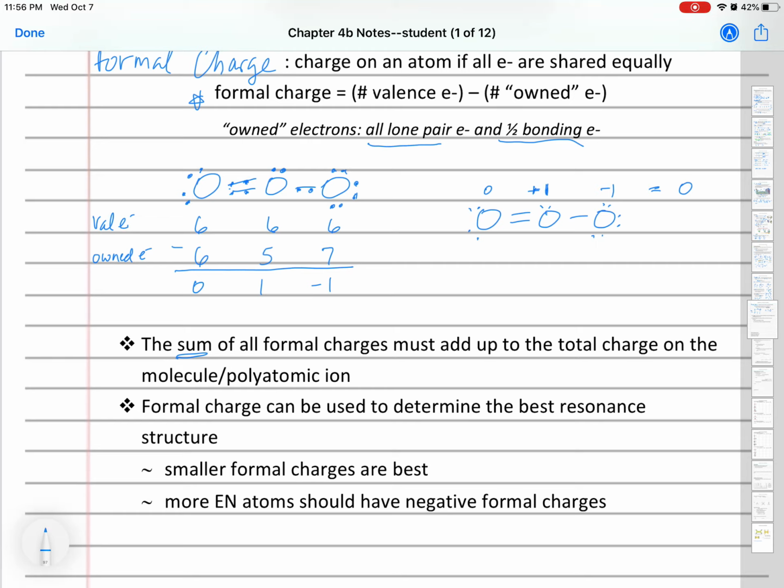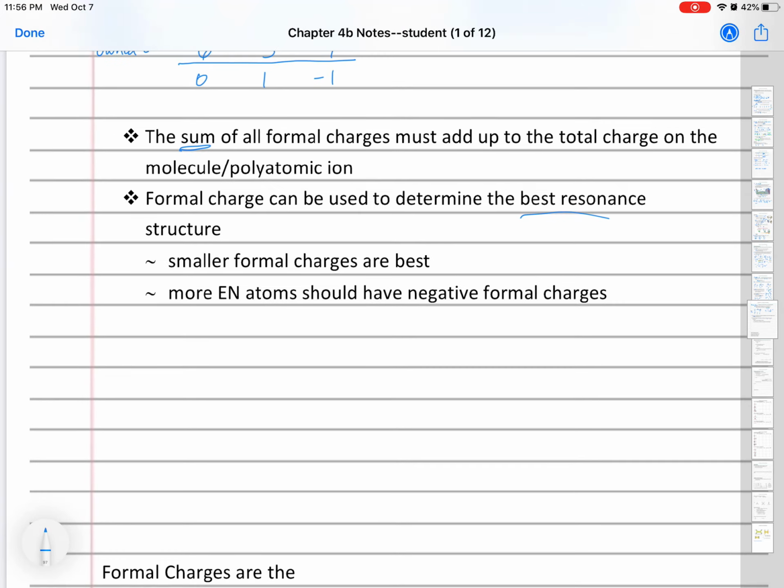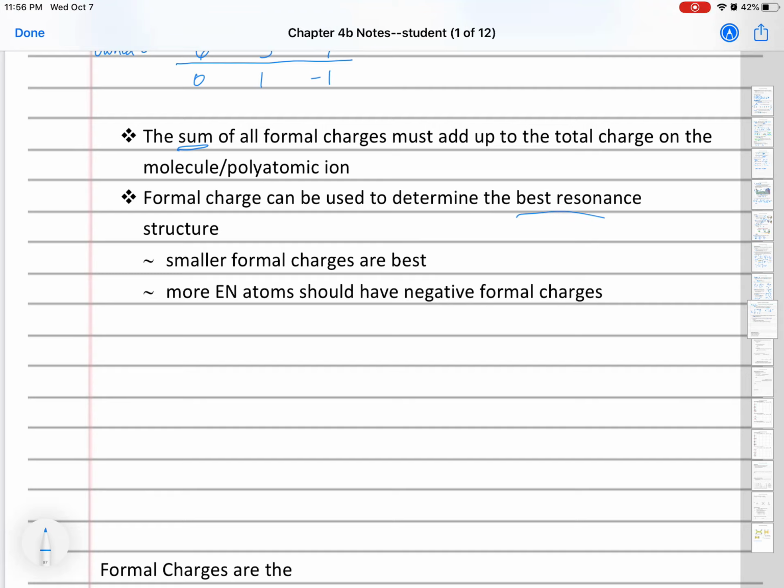So formal charge is useful because it can be used to determine the best resonance structure in molecules that have multiple potential resonance structures. So let's look at an example of one of those. NCO-. This is a polyatomic ion. So nitrogen has 5 valence electrons, carbon has 4 valence electrons, and oxygen has 6 valence electrons, and it has a -1 charge, so we've got to add another electron there. So 5 plus 4 is 9, plus 6 is 15, plus 1 is 16 electrons.